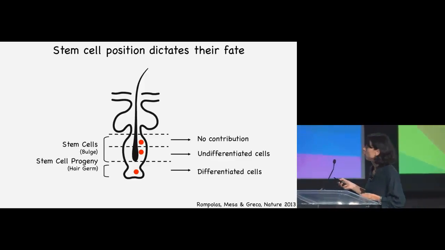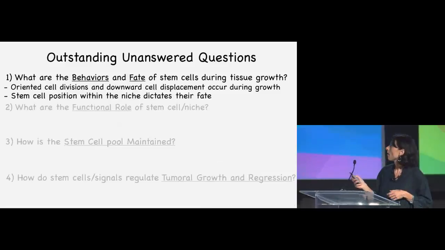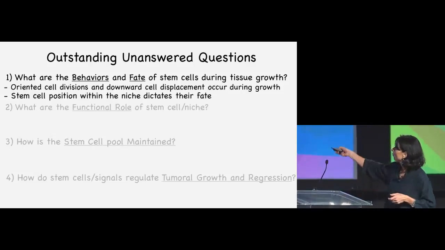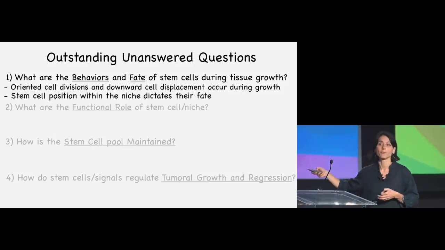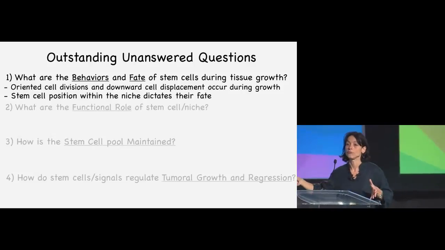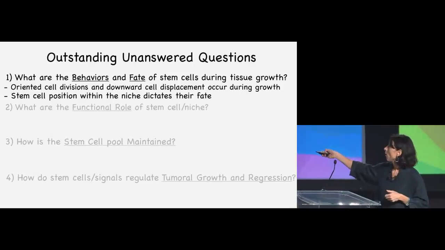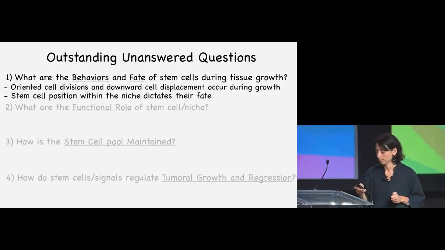So what this establishes is that the stem cell position dictates their fate, and it was something that we have seen also in the gut a year later. So altogether, what Padelis's work shows us is not only that we can track the behaviors for the first time in normal tissue regeneration in live mammals and learn that oriented cell division, as well as downward movement, drives the process of growth, but also that the stem cell position within their compartment dictates their fate.